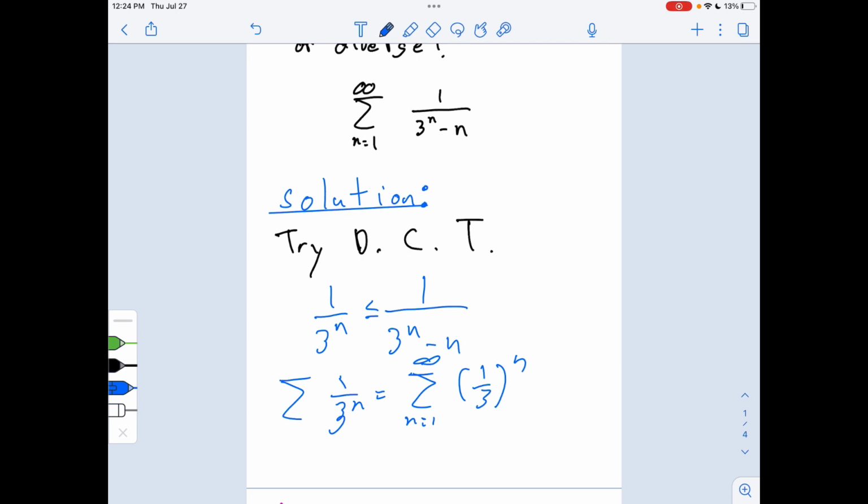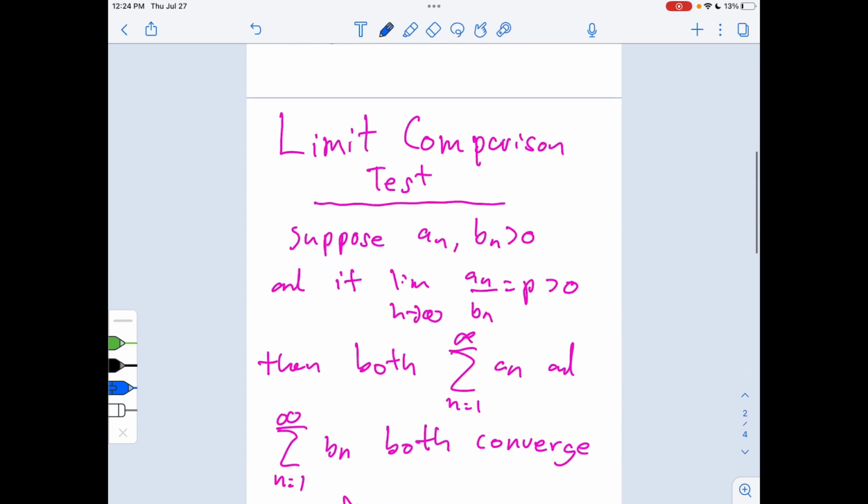Now, I can think of another inequality. However, that's not always the easiest thing to do, and that's what makes the direct comparison test somewhat challenging. Sometimes you can't find an inequality that satisfies the conditions of the direct comparison test really easily. So we have another comparison test, which is the limit comparison test. Let's try to use that one.